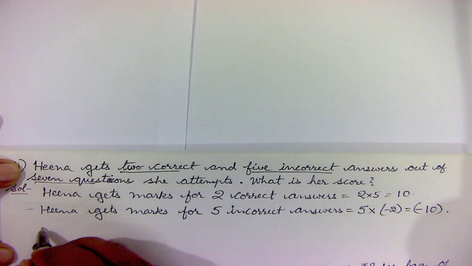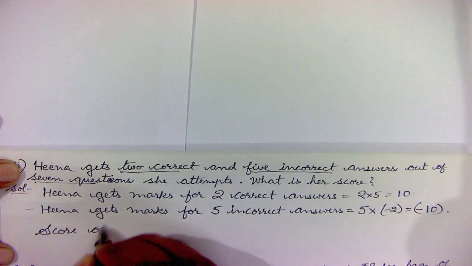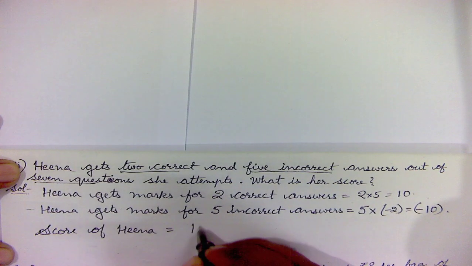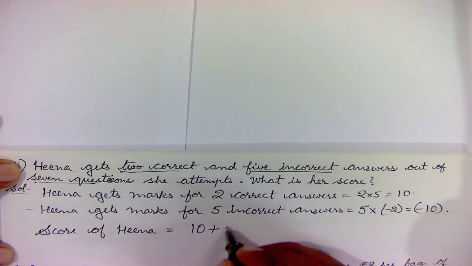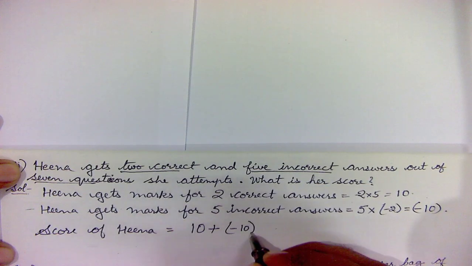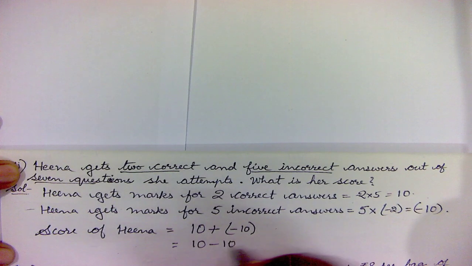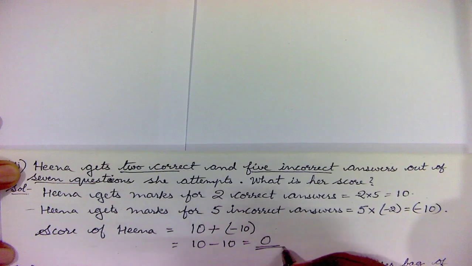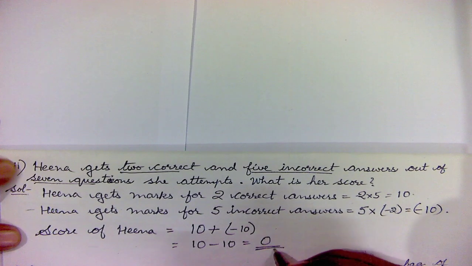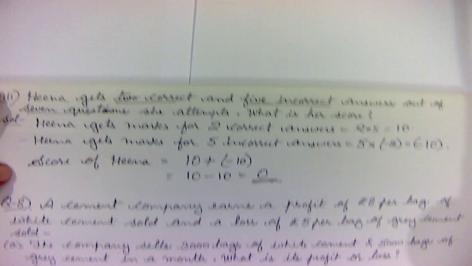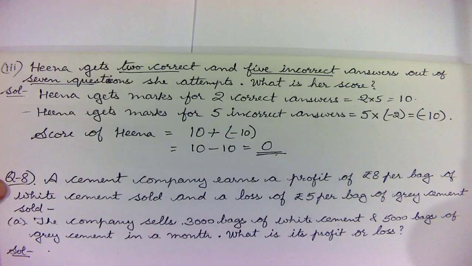Now what is the total score of Hina then? Score of Hina becomes 10 she got for the correct answers and minus 10 she got for the incorrect answers. So it is 10 minus 10 equal to 0. So what is the score of Hina? It is 0. So hope the question is clear to you. There is one more similar question based on this, that is question number 8.